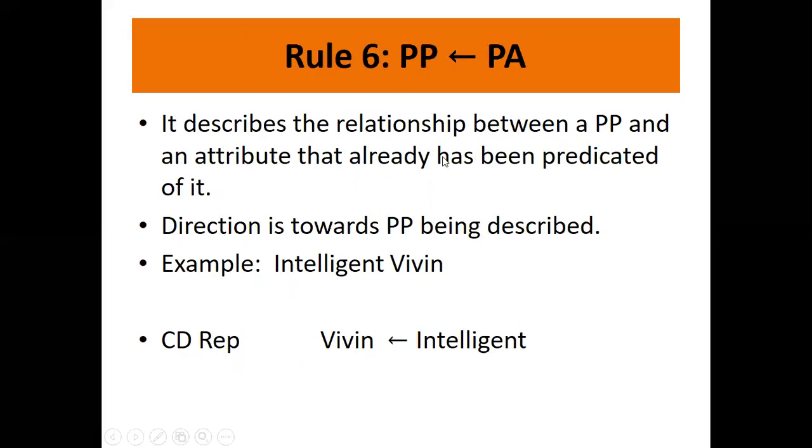Rule 6 describes the relationship between a picture producer and an attribute that has already been predicated of it. Now, the direction is again towards the PP being described. Intelligent Vivin. What is intelligent? Intelligent is the attribute of this picture producer Vivin. So, intelligent Vivin: this is a picture producer and this is the attribute of this picture producer.